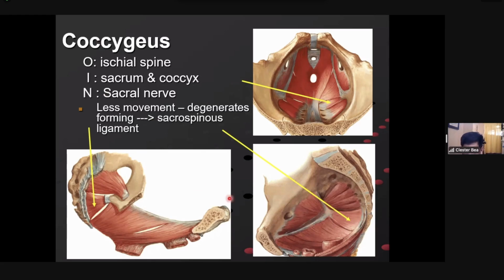Okay? Now, the coccygeus, because of its relatively small size, does less movement, okay, and contributes less perhaps to the action of the pelvic diaphragm. So wala siyang masyadong contribution to the function of the pelvic diaphragm. Okay. So that in some individuals, it even degenerates, no, to form part of what is known as the sacrospinous ligament. So in some individuals, parang nagiging part na siya ng sacrospinous ligament. Okay? Kasi nga, maliit na muscle lang siya. Okay? From the ischial spine to the sacral coccyx.